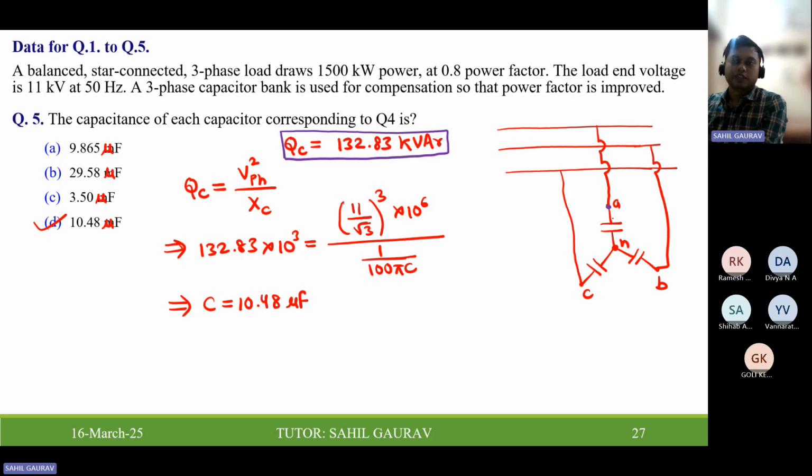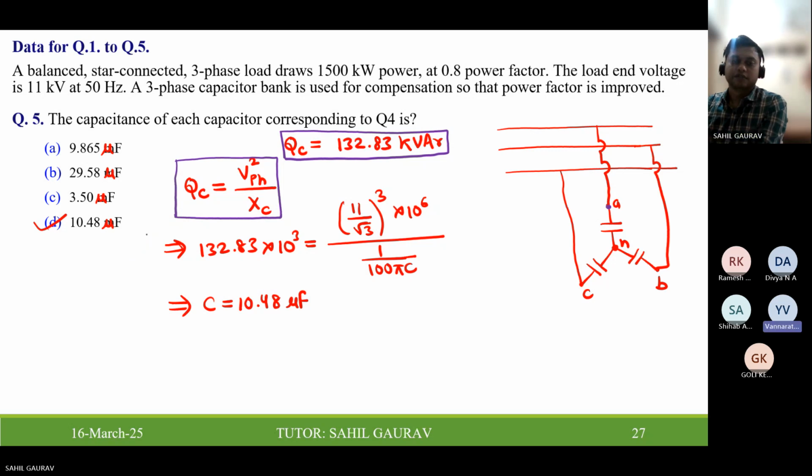So for each capacitor, the phase voltage is coming across. So directly apply this expression, QC equal to V phase square upon XC. And this QC is the reactive power supplied by each capacitor.